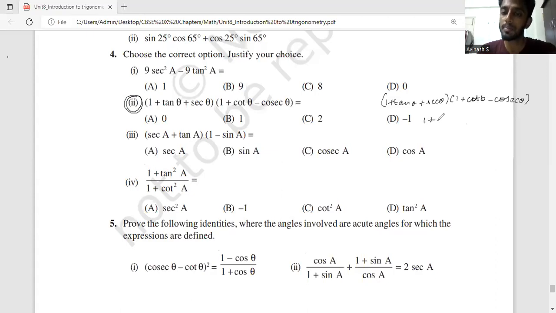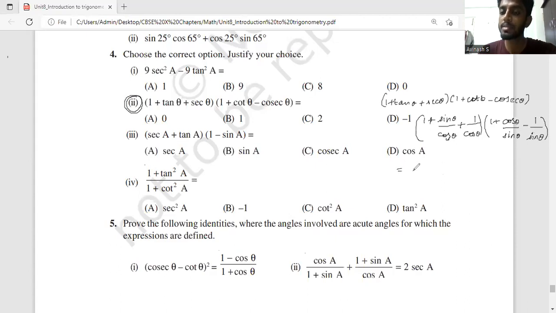So the next step, I told you that we are going to convert each and every term in terms of sine and cos. So tan theta is nothing but sine theta by cos theta. And sec theta is nothing but 1 by cos theta. So this is the first term. Likewise, 1 plus cot theta is nothing but 1 plus cos theta by sine theta. And minus cosec is nothing but minus 1 by sine theta. Now we have converted each and every term in terms of sine theta and cos theta.